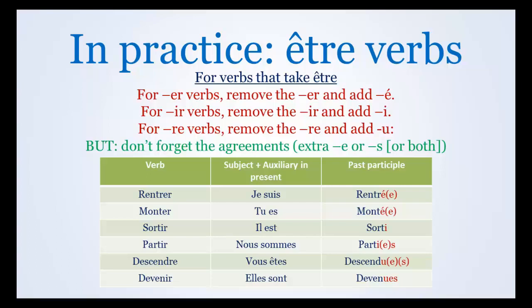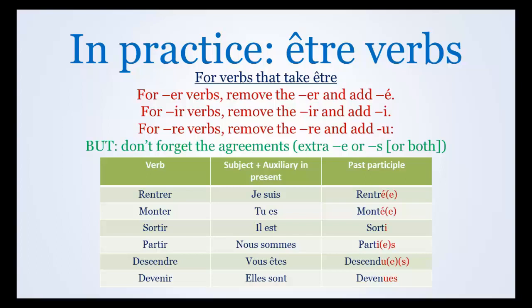Our verbs that take etre are the ones that are going to need the extra e or the s, or of course, both. So if we take our example verb, let's go for the second one down there, monter. We take our subject and the auxiliary verb in the present tense, which is tu es. We're going to use tu for this one. And we're going to use the past participle there, monter. So that's the e accent replacing the er, the a sound. And the in brackets there, the extra e, would be if we were talking about a female.